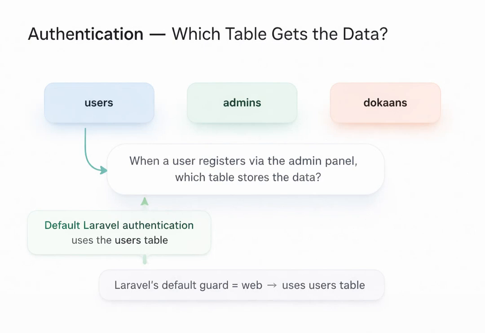Now, the instructor raises an important question. When someone registers through the admin panel, which of the three tables gets the data? Users, admins, or dukans? The answer is the users table, because that's Laravel's default behavior. Laravel ships with a default authentication setup that points to the users table. The instructor recalls that even in previous projects, like the NJ portal, the same thing happened. The admin model was using the users table under the hood. So right now, even the admin panel registration is saving data to the users table, not the admins table. This needs to be fixed.